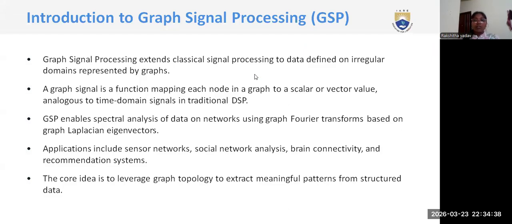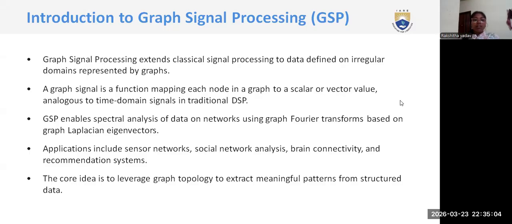Introduction to graph signal processing, GSP. Graph signal processing extends classical signal processing to data defined on irregular domains represented by graphs. A graph signal is a function mapping each node in a graph to a scalar or vector value, analogous to time domain signals in traditional DSP.